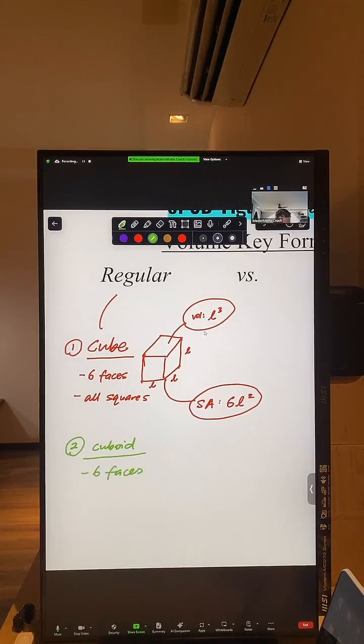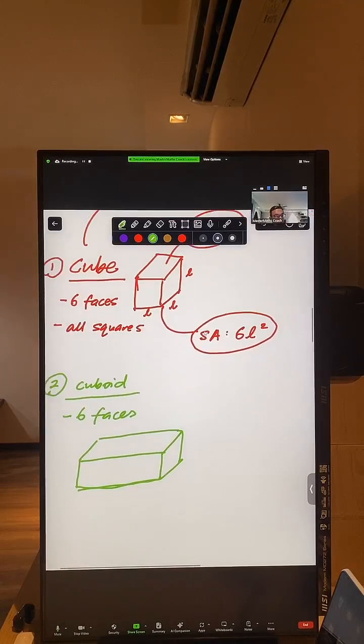Okay, but they are not all squares. So how does a cuboid look like? It looks something like this, like a rectangular box. When you do your online shopping or you go to the mall and buy a pair of shoes, it comes in a shoebox, right? So that shoebox is in the shape of a cuboid.